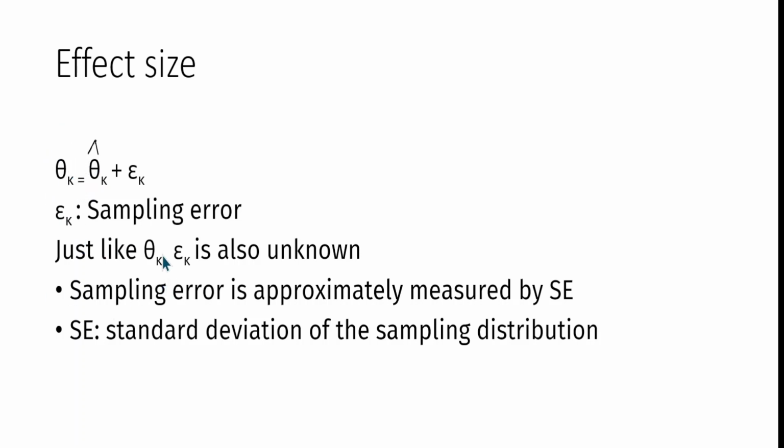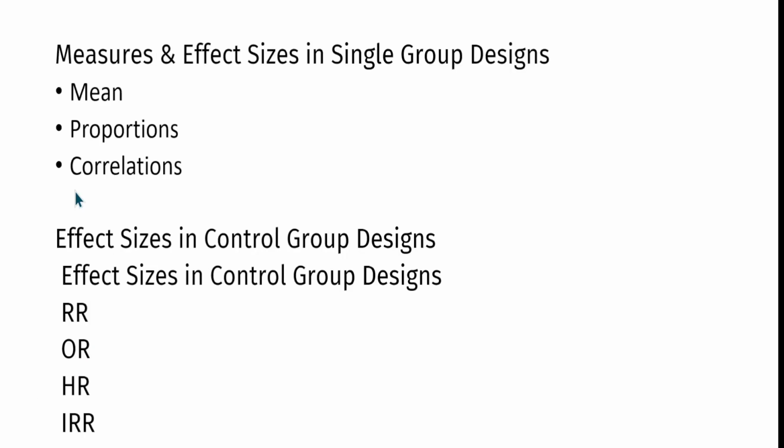Just like theta k, the true effect size, the sampling error is unknown. You don't know them, but you try to approximately measure them. You try to approximately measure theta k by theta hat k, and you try to measure the sampling error by statistical approximation. That's usually the standard deviation of the sampling distribution, or standard error.